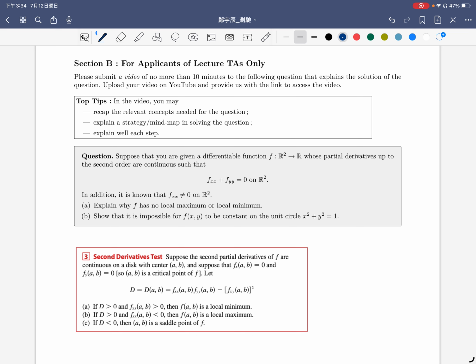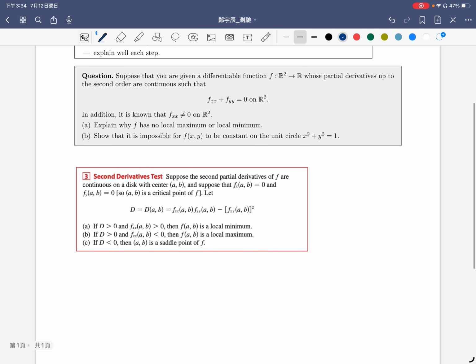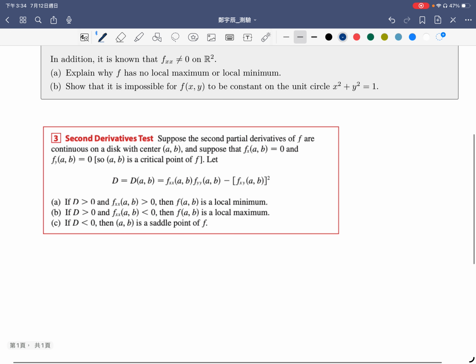Before we jump into the question, let's do a quick recap on the second derivative test. I have copied the theorem here. The second derivative test says, suppose we have a continuous function f on a disk with center (a, b). So here we have chosen a point (a, b) to analyze.